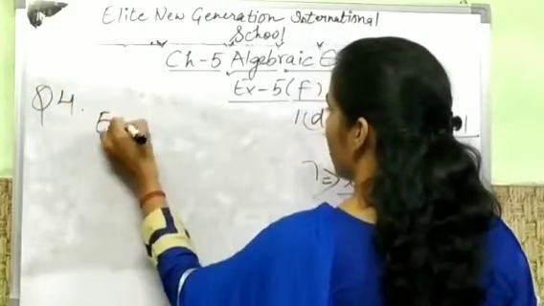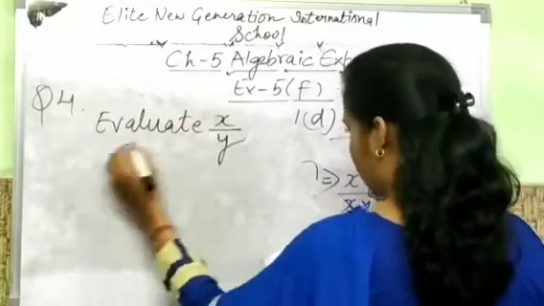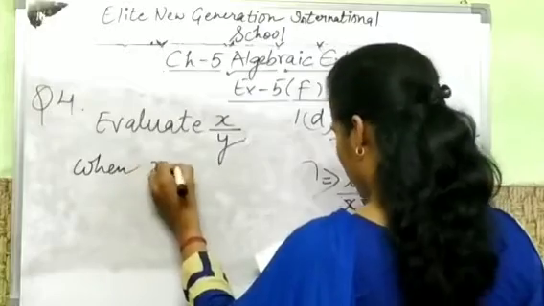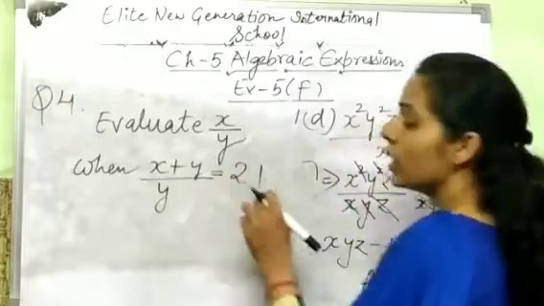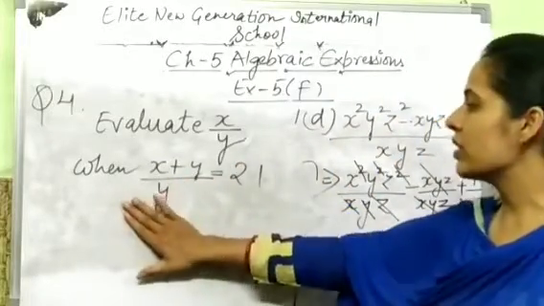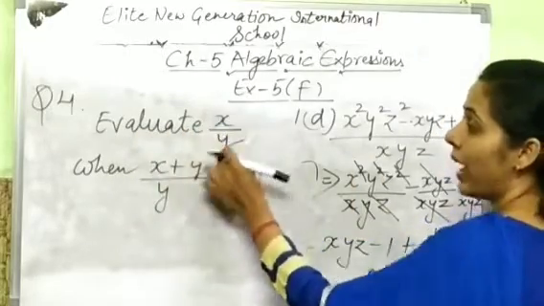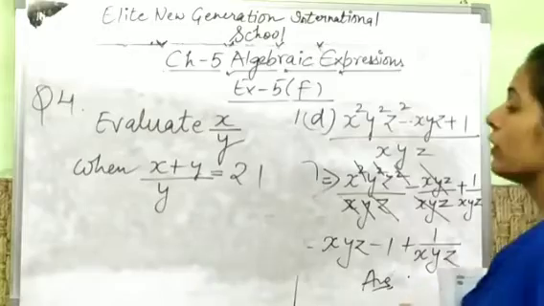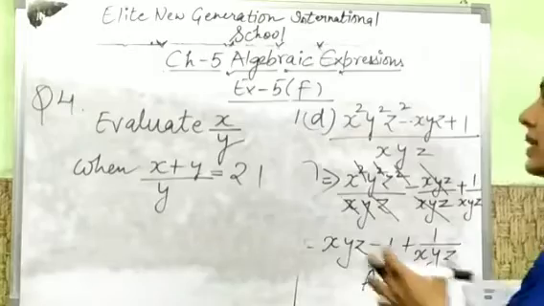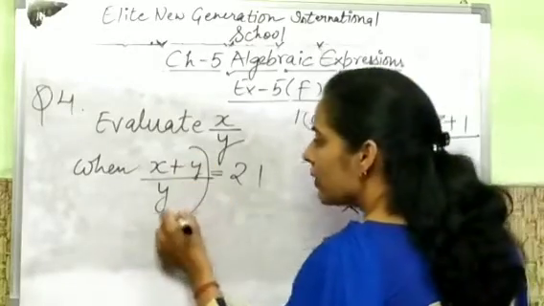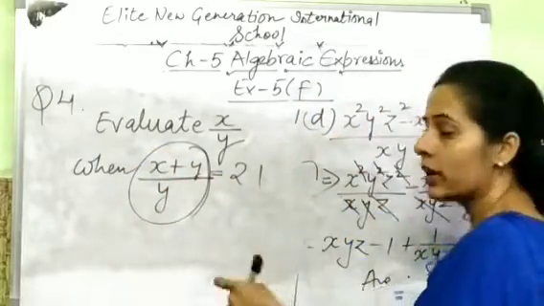So evaluate. Evaluate means you need to find the value of x upon y, when the equation is given: x plus y upon y is equal to 21. This is the equation because here is the equality sign, and this one is the left hand side, this one is the right hand side. But we need to actually find the value of x upon y. So first of all, let's do something here in that equation so we can easily get this x upon y. So we know very well this is the left hand side and you have to divide this polynomial, it means this binomial by this monomial.